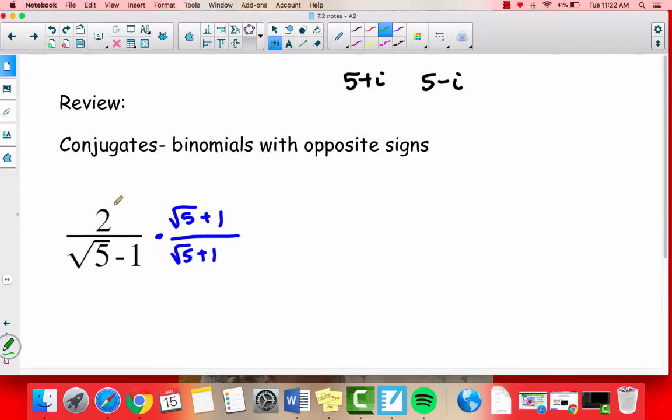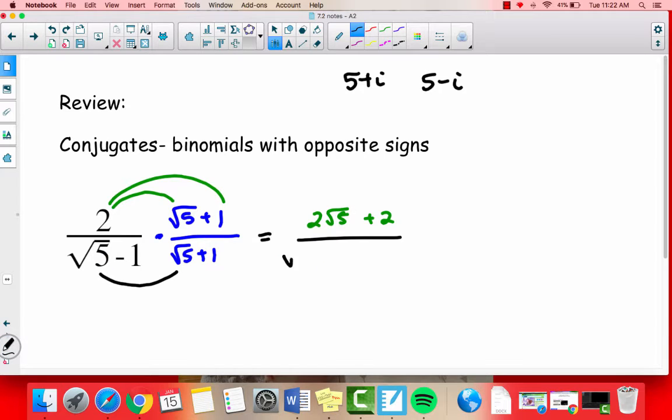So on the top, we're going to distribute. So 2 times root 5 is 2 root 5. And then 2 times 1 is positive 2. So there's the top. And then on the bottom, we could FOIL out. So root 5 times root 5 is going to be the square root of 25. Then root 5 times 1 is positive 1 root 5. Negative 1 times root 5 would be negative 1 root 5. And then negative 1 times 1 is just a negative 1.